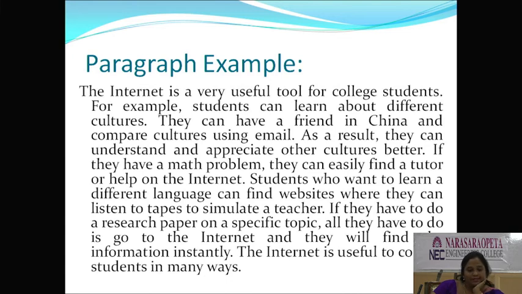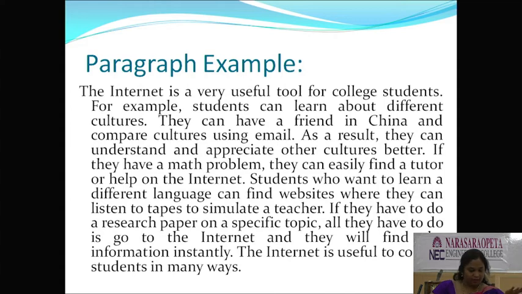Now, here's a small example I have taken. You should know how to write a paragraph. Paragraph example. Let me read it. The internet. So I have taken a paragraph on the internet. So how to start? The subject is the internet. The internet is a very useful tool for college students.